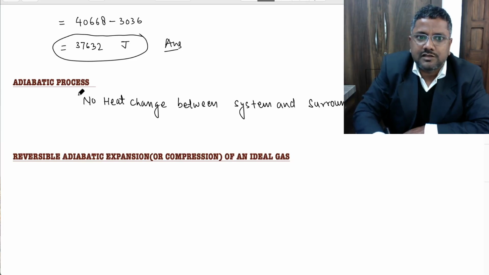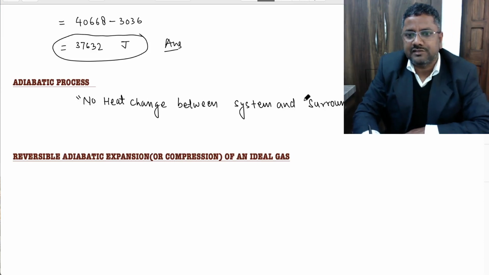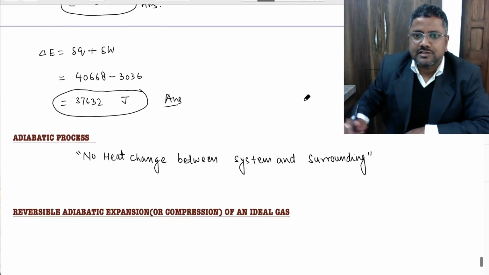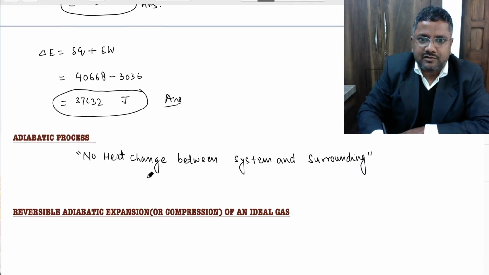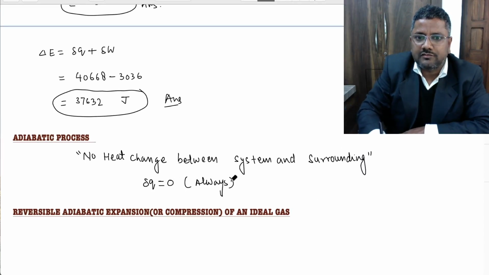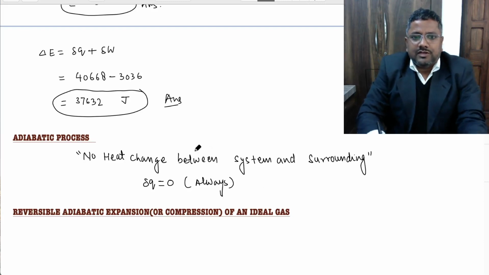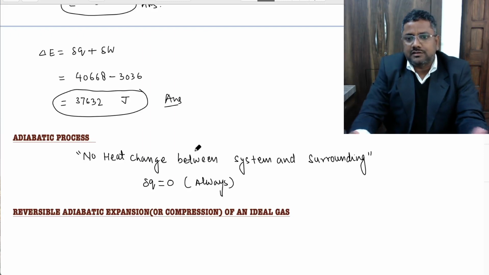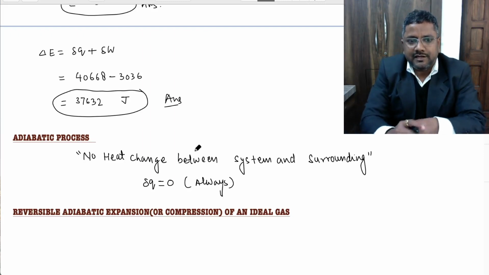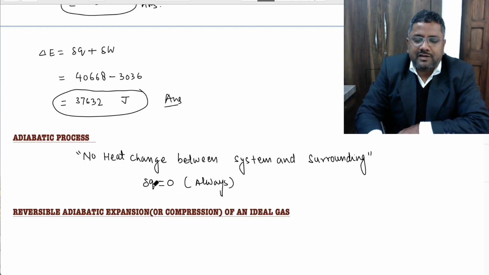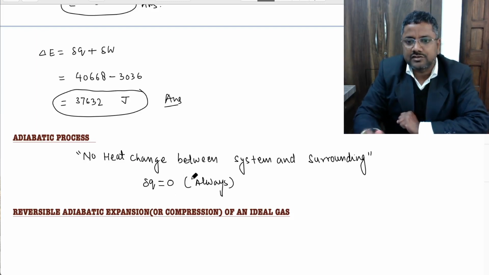Means there is no heat change between system and surrounding. So such type of process is called adiabatic process. For adiabatic process, this is always true, always. So if a gas is expanding or under compression in an adiabatic process, one thermodynamic parameter that is always true is that delta Q is equal to 0.